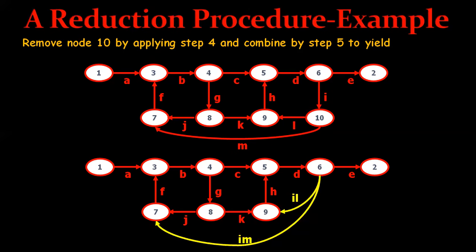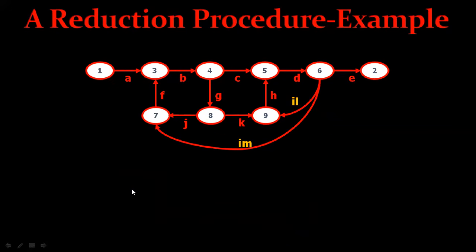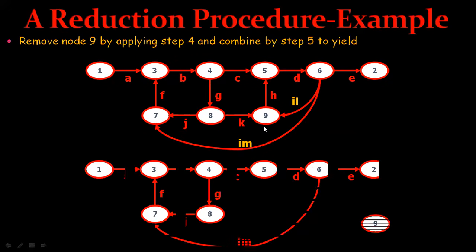Now again we have to remove one more node. So now I am left with this, and this is my control flow graph. Now I have to remove one node. Suppose I would like to remove the node 9. If I remove the node 9, then you can see from node 8 we are going to 9, and from 9 I am going to 5 with H. So it will be from 8 to 5.